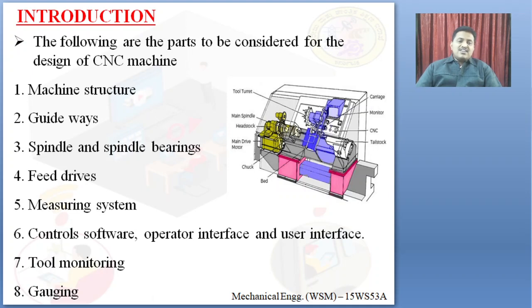Next is the guideways. This is very important. The machine parts are going to move on the guideways. So the guideways should be accurately machined, they should be clean, and the surfaces should be such that the parts can slide easily. This is one of the very important concepts in CNC machine structures.